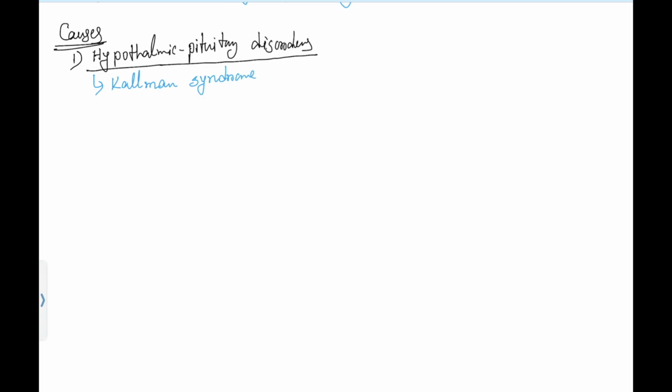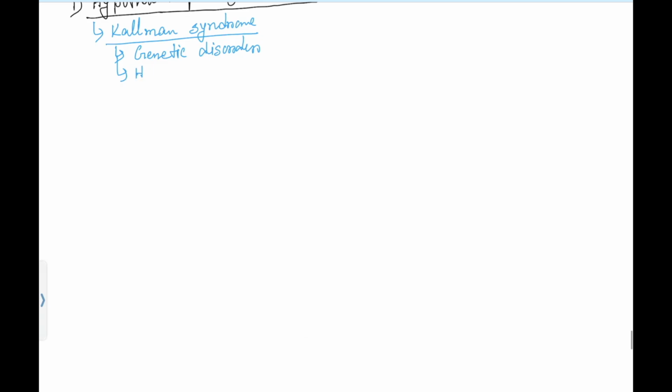Now what is this Kallman syndrome? Kallman syndrome means it is a genetic disorder. What happens if a woman has this Kallman syndrome? Kallman syndrome means hypogonadotropic hypogonadism. What is that meaning? Hypogonadotropic means gonadotropic hormone. What is this gonadotropic hormone? GnRH, gonadotropin releasing hormone. Okay, the hypothalamus releases this gonadotropic hormone.